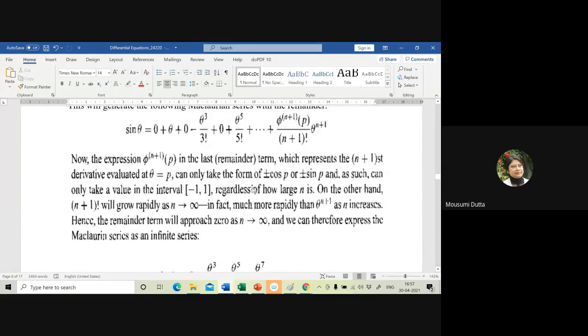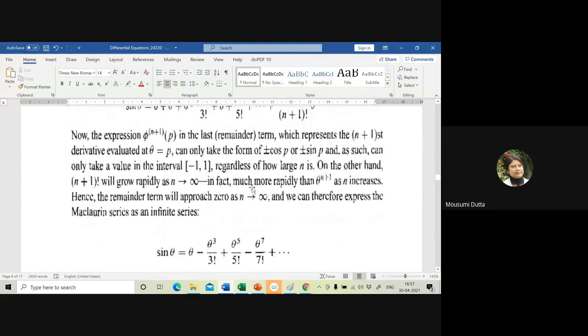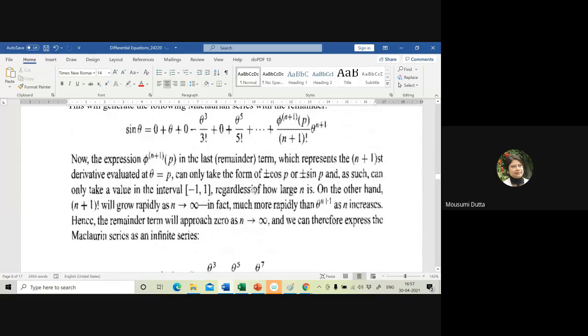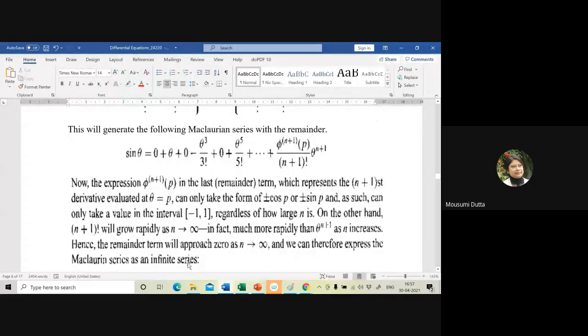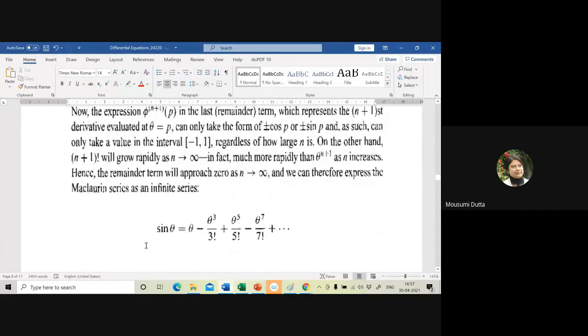Okay, so if it is an infinite series, then I am just simplifying this right hand side and writing sine theta is equal to theta minus theta cube by 3 factorial, plus theta to the power 5 by 5 factorial, etc. এতটা অবধি যদি you can understand, then you will simply understand this pattern.